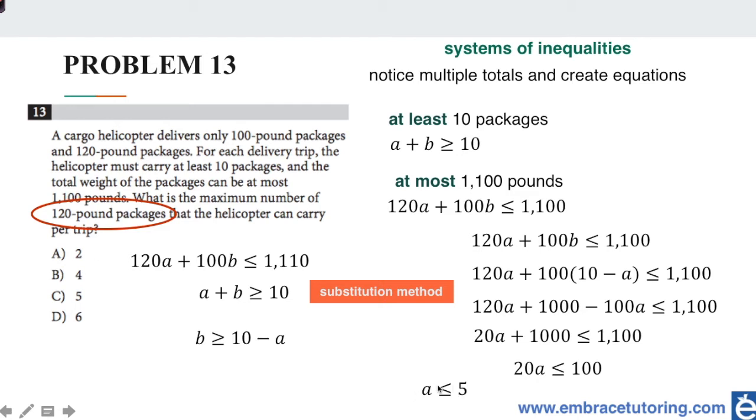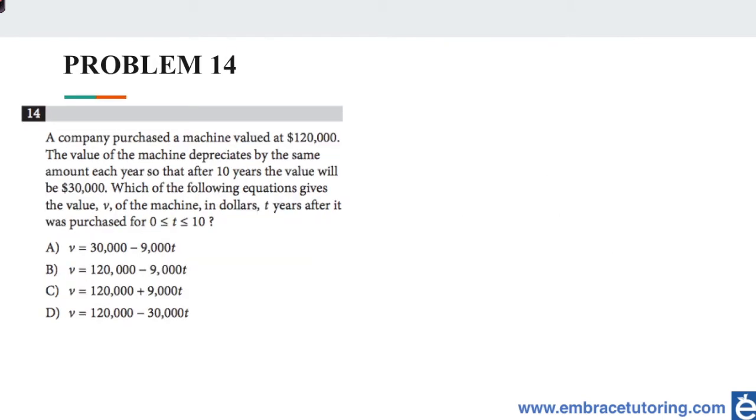So I cannot exceed this amount of packages for 120 pounds. And it appears as though, yes, C is therefore going to be my best answer for number 13. Problem number 14 states a company purchased a machine valued at $120,000. The value of the machine depreciates by the same amount each year so that after 10 years, the value will be $30,000. Which of the following equations gives the value V of the machine in dollars T years after it was purchased?